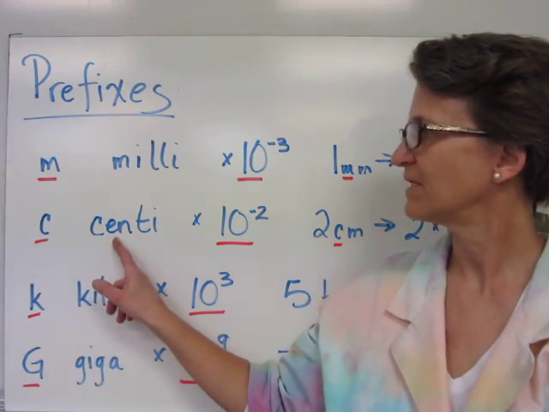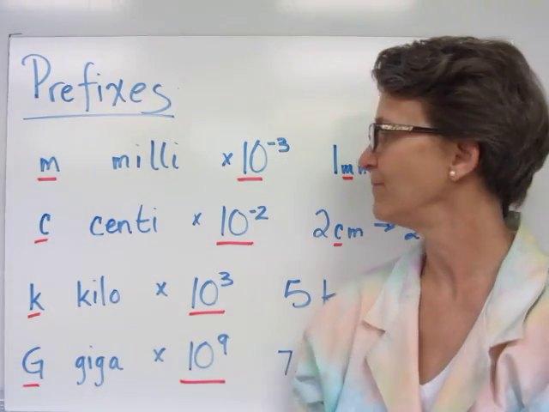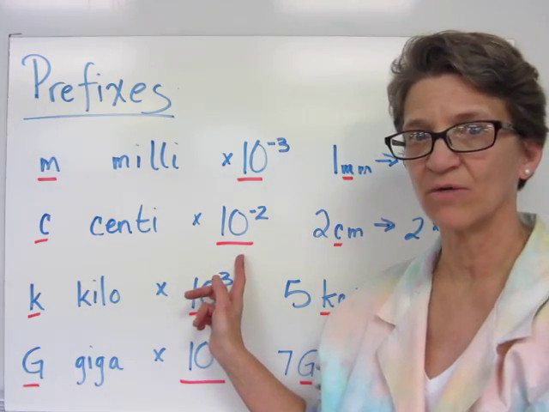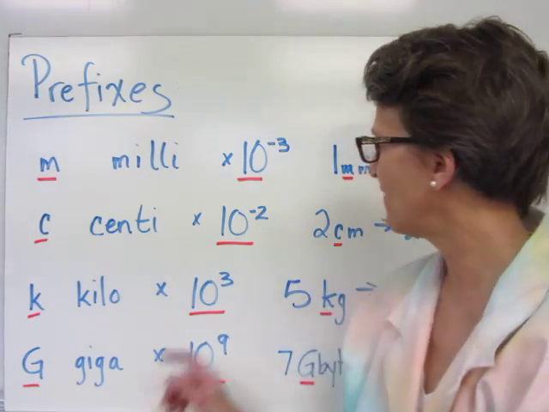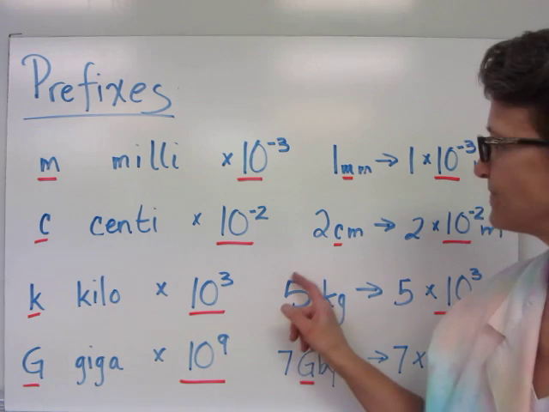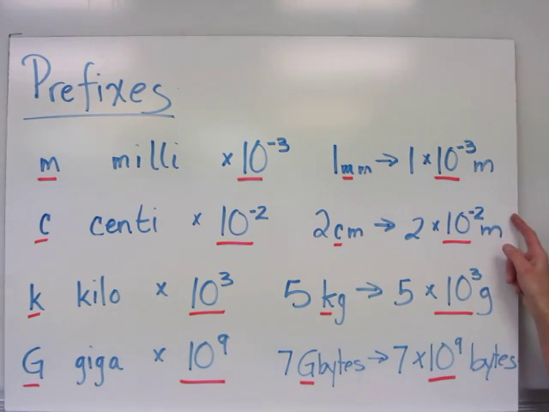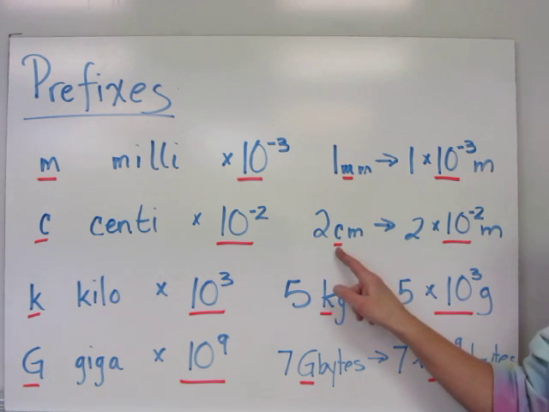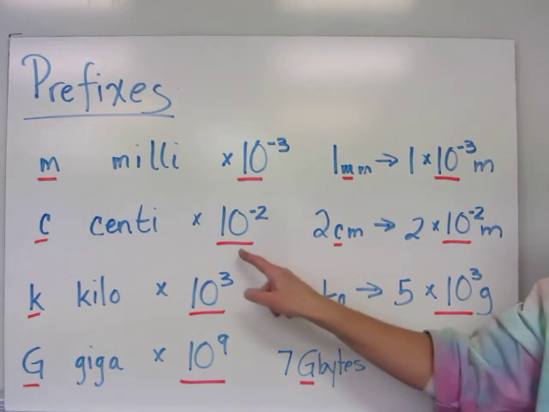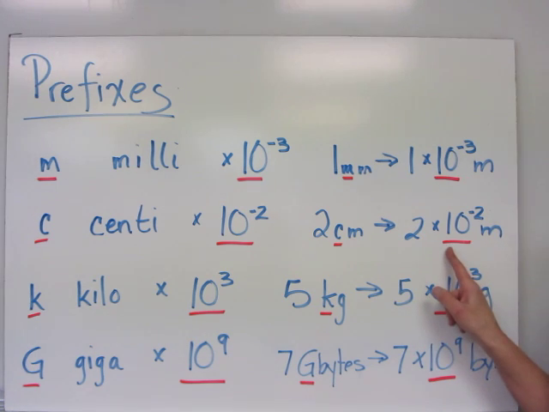Centi is represented by a lowercase c, times 10 to the minus 2 is what it represents. If I had the value 2 centimeters, it would be 2 times 10 to the negative 2 meters. So I'm taking the centi out and putting in the times 10 to the negative 2.